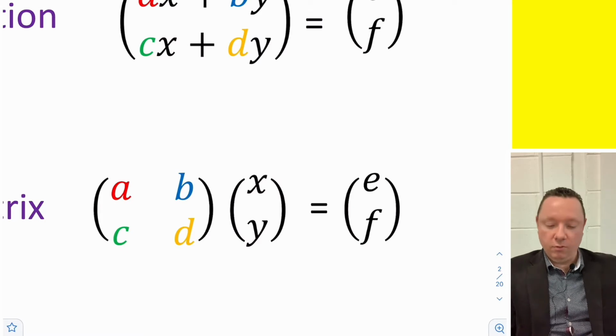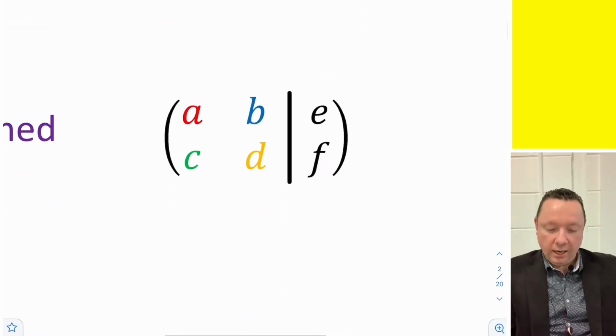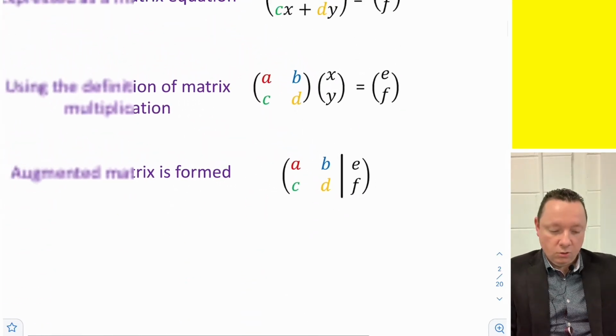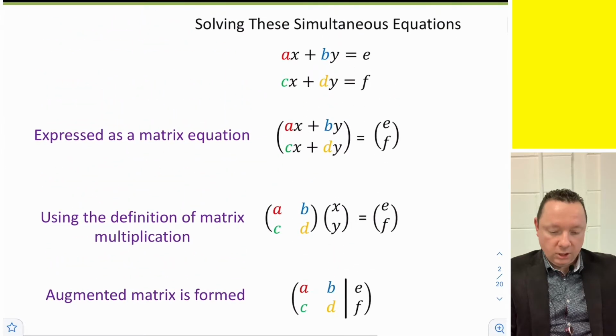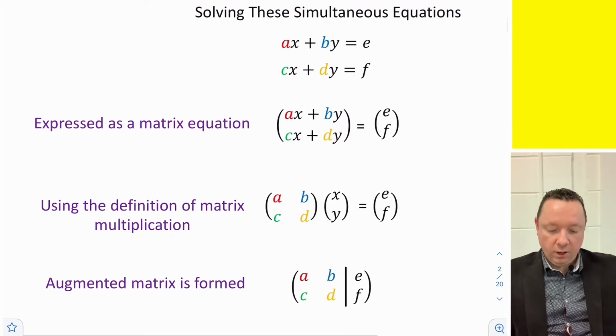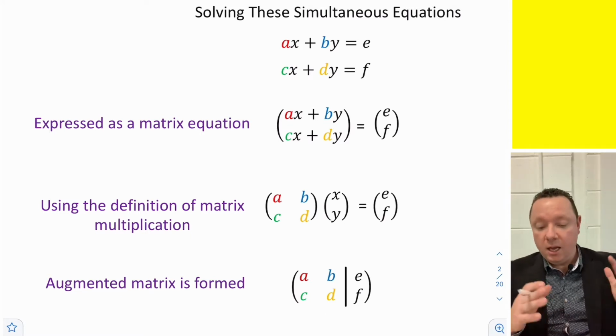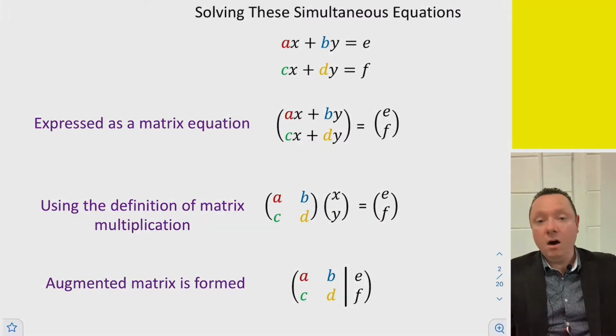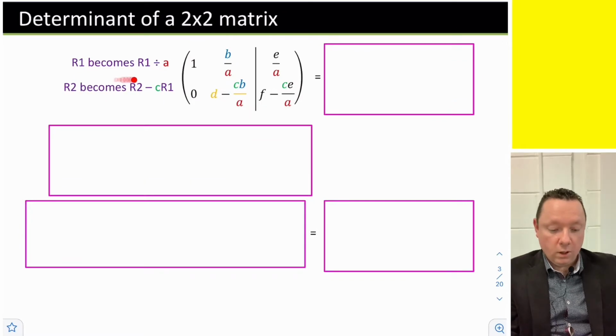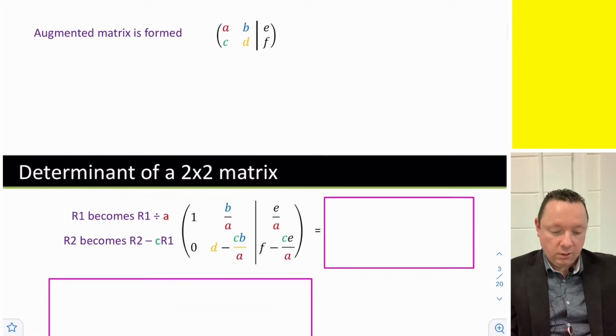And we can then obviously form the augmented matrix as shown. So far, we've got this situation, and we've got down to the augmented matrix. And we can perform some elementary row operations to work out what x and y are. So row 1 becomes row 1 divided by a. So let's look at what our initial matrix was. So a divided by a is 1, b over a, and e over a.